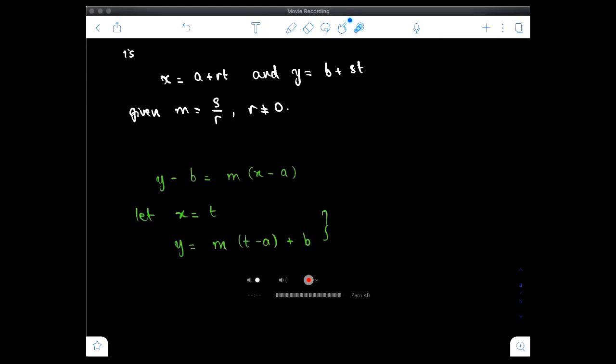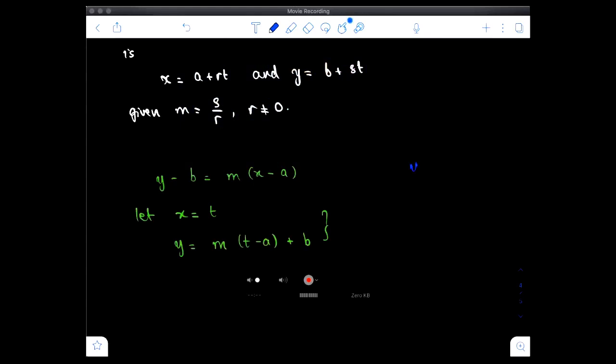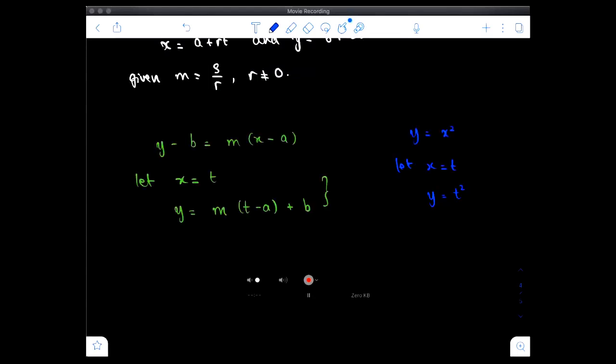With some other very simple functions that we can try, for example, a parabola, y equals x squared. If you want, you can parameterize this by letting x equal t, and therefore y equals t squared. These are parametric equations. So given the curve y equals f of x, you can parameterize it using the parameter t.